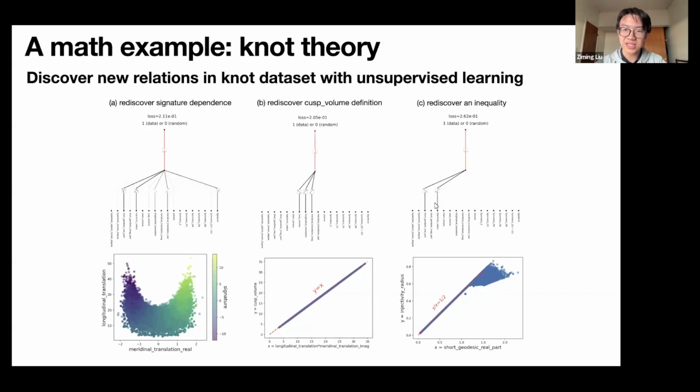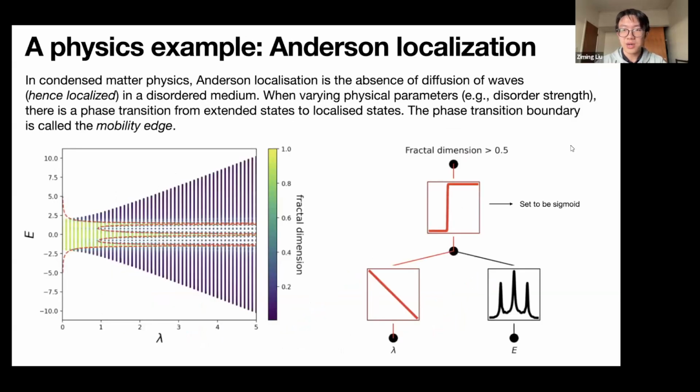For the third relation, it's less trivial, because my collaborators even spent some time digging into literature and finally realized that this is something known in the literature, that is one variable is the upper bound of another variable. Right, and we also did some physics example, but maybe I don't have time.